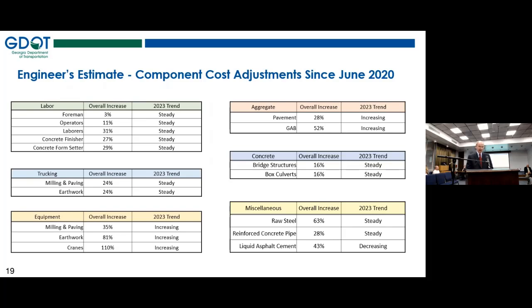The last item there, liquid asphalt cement. That's a petroleum-based product. I'm sure many of you know that, if not everybody. And so obviously that varies quite a bit with the cost of crude oil. We adjust this every month in our estimates because we use GDOT's published asphalt cement price index. But you can see since June of 2020, that index cost has increased by 43%. And it has been decreasing in 2023.